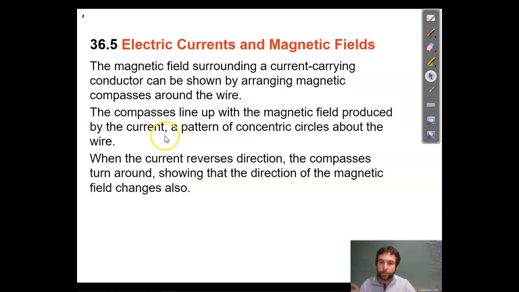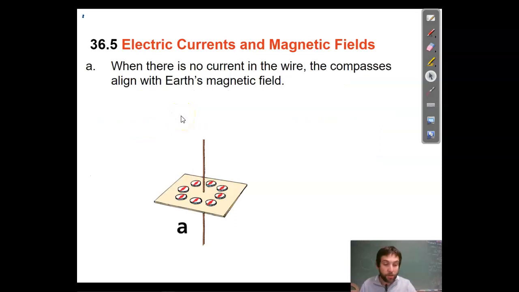When the current reverses direction, so current was going this way, and then all of a sudden it goes this way, the compass turns around, showing that the direction of the magnetic field changes also. I talked to you about the first right-hand rule. So if our current is going this way, in this instance, the magnetic field is wrapping around the wire. If the current is going this way, now the magnetic field is wrapping around the wire. In the first instance, it was coming towards me. In the second, it was going towards you because of the direction of the current.